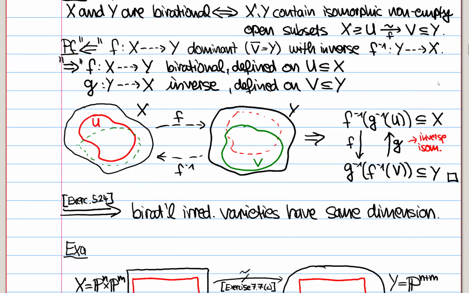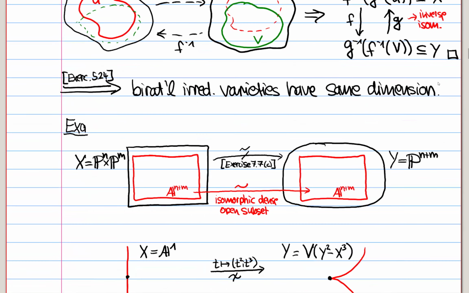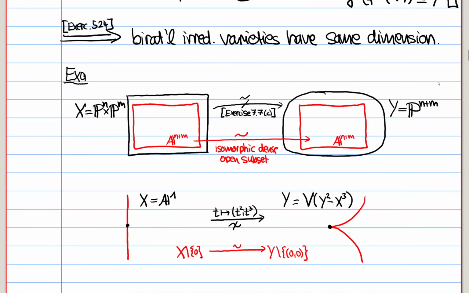And just to conclude with an example of some birational varieties, we just copy from above, and then we see that by this criterion from the lemma, we know that P^n times P^m is birational to P^(n+m), and similarly that A^1 is birational to this variety Y here. Okay, and so then we continue the study of these birational maps in the next videos.